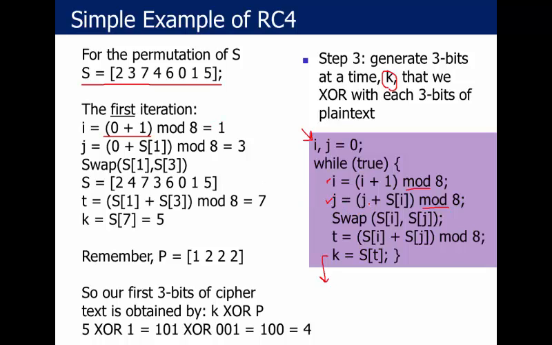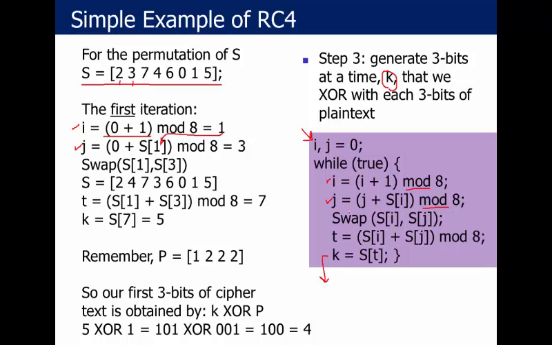J is a little different. So previous J, which is now 0, plus S of I. I is the current I, which is the modified I. So I is 1. Put it in here. So S of 1 is 3, so 0 plus 3, which is a 3. 3 mod 8 is a 3. So we have I and J, 1 and 3.